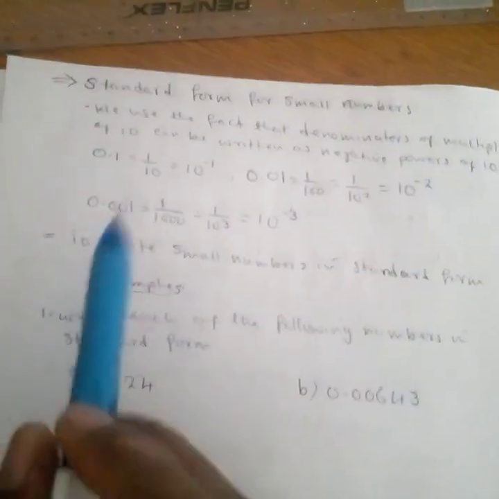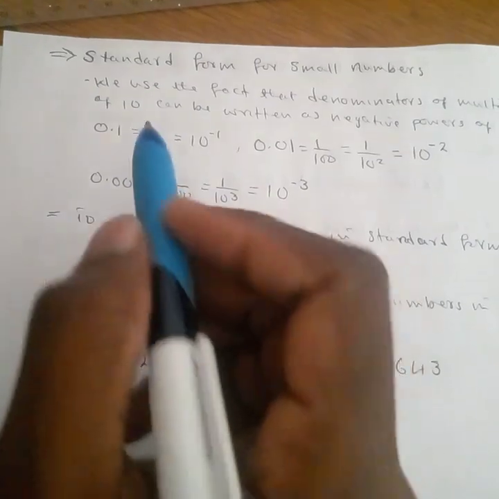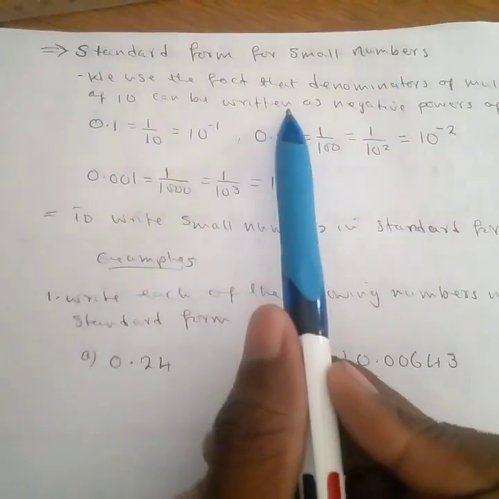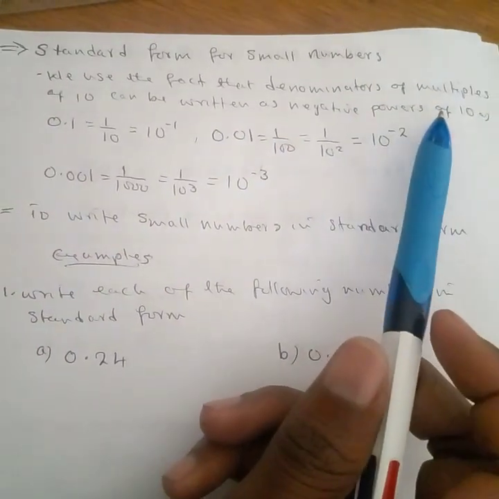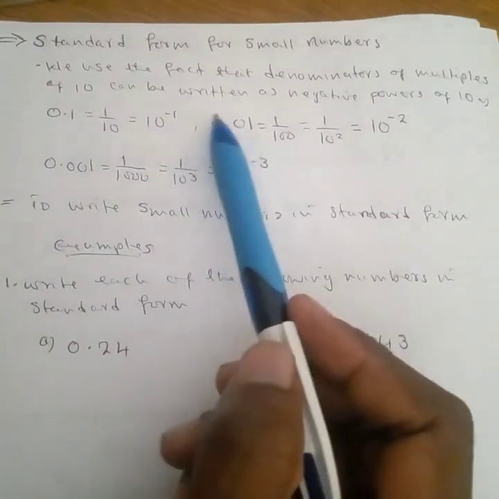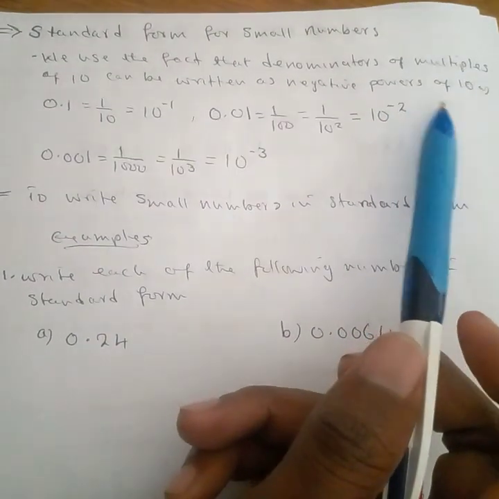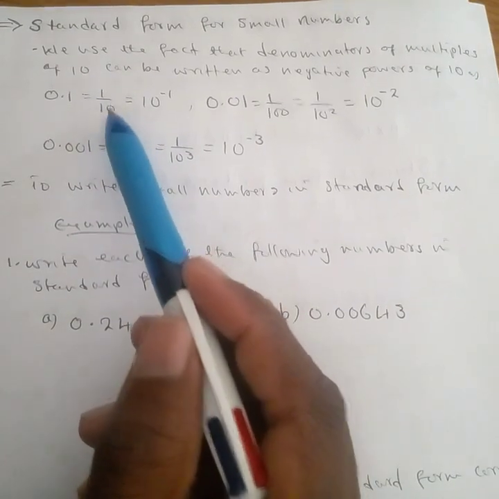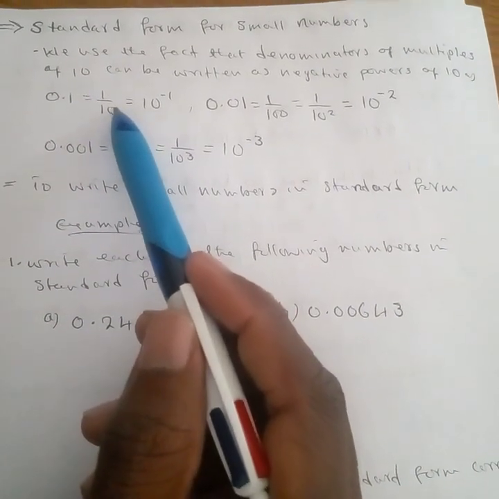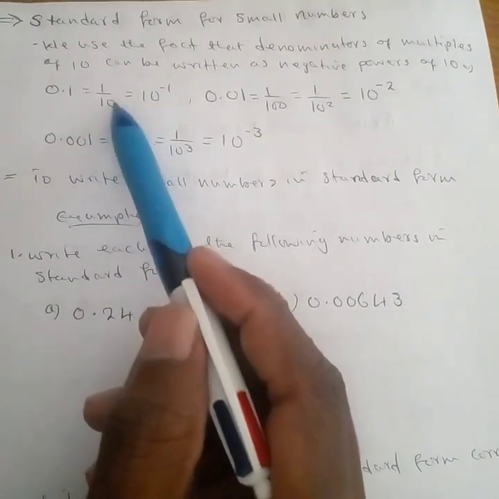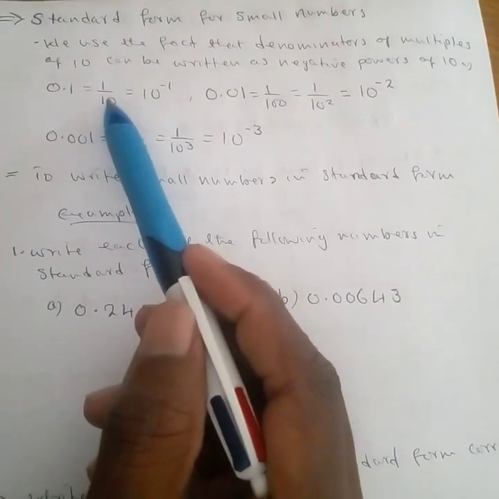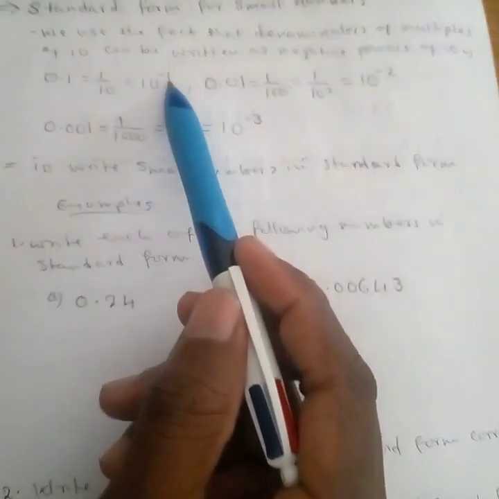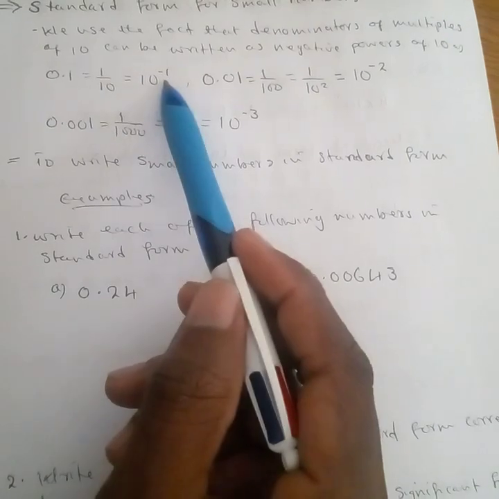Okay, so the standard form for small numbers. What should you know about small numbers? We are simply saying we use the fact that denominators of multiples of 10 can be written as a negative power of 10 as follows. 0.1 is the same as 1 over 10. Now 1 over 10, this 10 is raised to power 1. In indices, you learned about this kind of concept: when the power is negative, we always write it as a fraction like this. So in this case, this will be 10 to power negative 1, proving the statement of standard form.